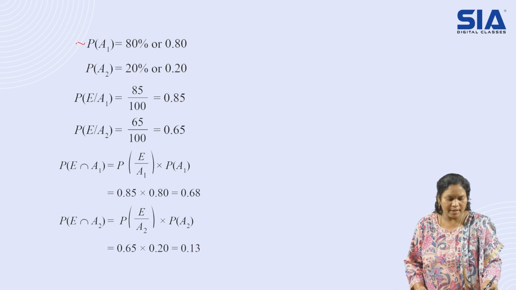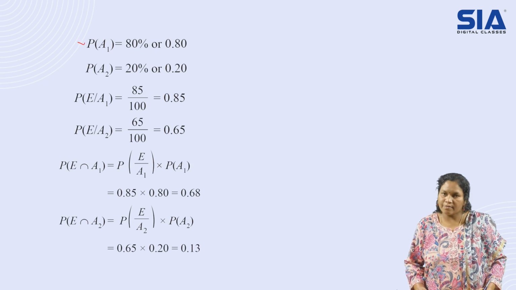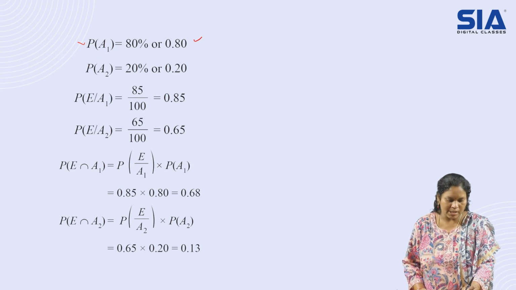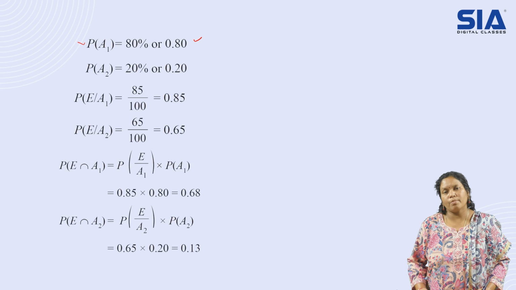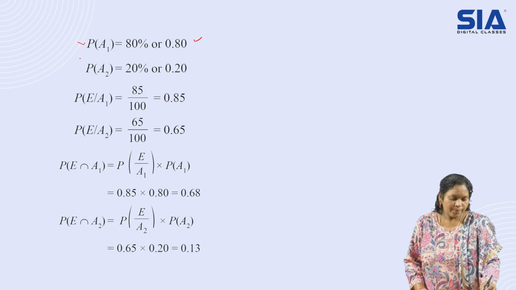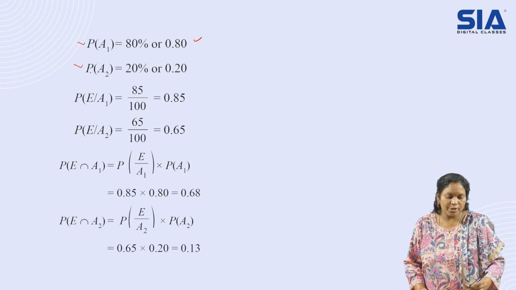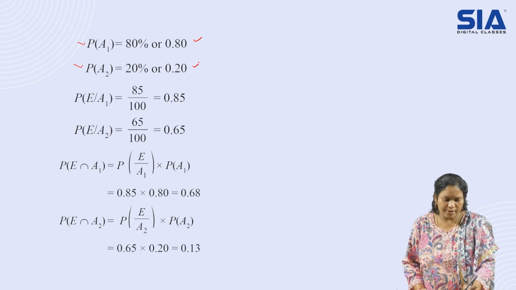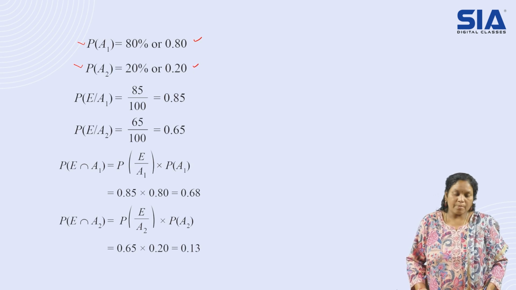Next, the probabilities. Probability of A1 is already given: plant 1 has 80% manufacturing. So probability of A1 is 80%, or if you convert it, 0.80. Now for plant 2, probability of A2 is given as 20% manufacturing, so 20% or 0.20. Now the probabilities are done.